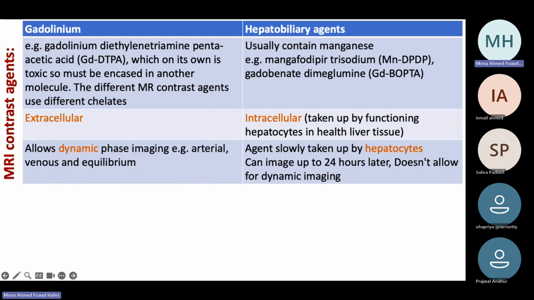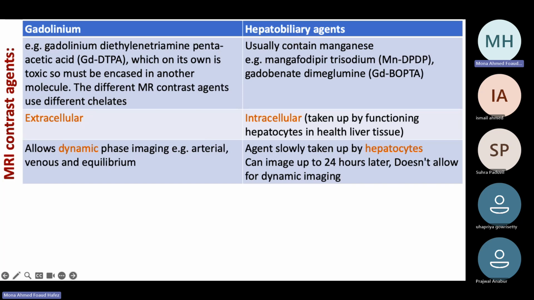There are other hepatobiliary agents. They include manganese, which is also paramagnetic, such as mangafodipir trisodium, or gadopentetate dimeglumine. It is intracellular. It is taken up only by functioning hepatocytes in healthy liver tissue. But it is taken up very slowly by hepatocytes and can be imaged up to 24 hours later. After 24 hours, it can be imaged. It doesn't allow for dynamic imaging. We can't image arterial, venous phases.